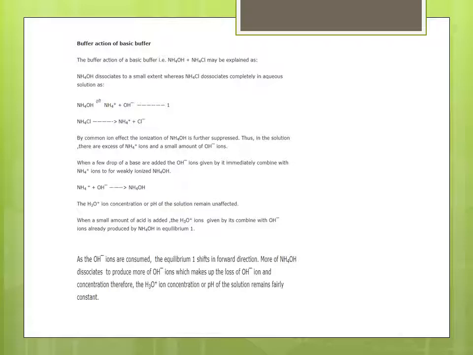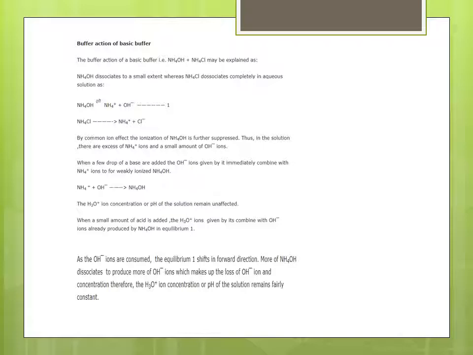When a few drops of a base are added, the OH negative ion given by it immediately combines with NH4 positive ions and gives back ammonium hydroxide. The H3O positive ion concentration, or pH, of the solution remains unaffected.